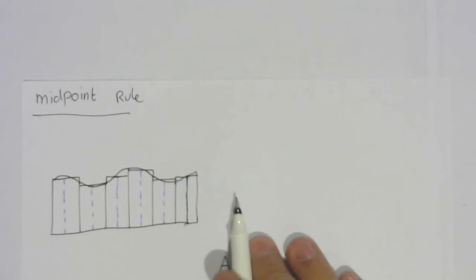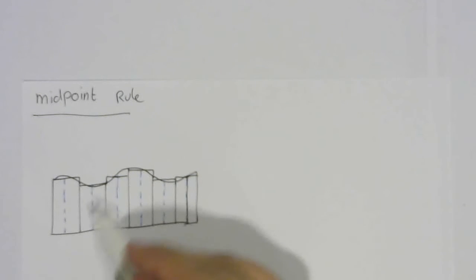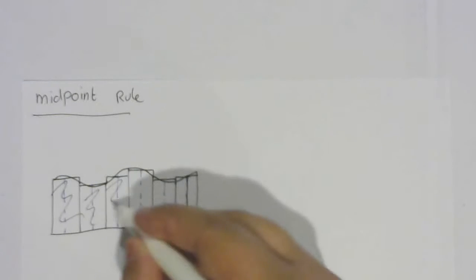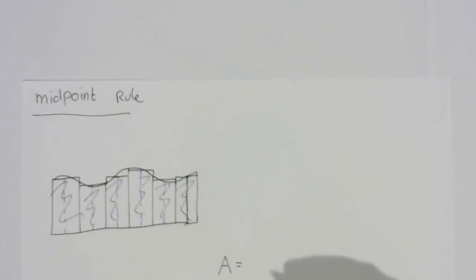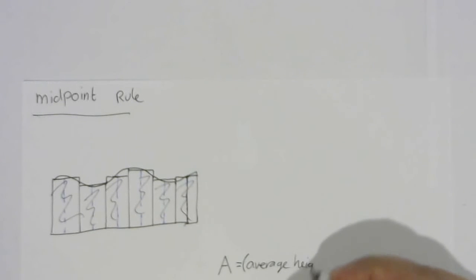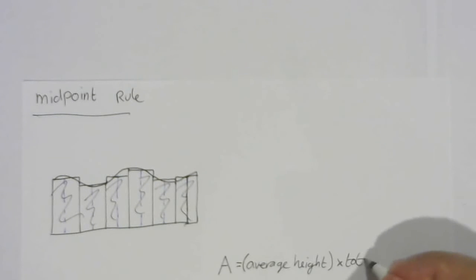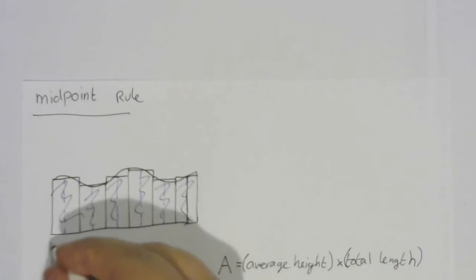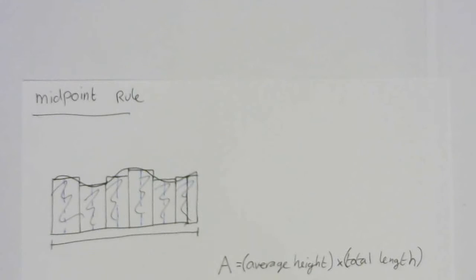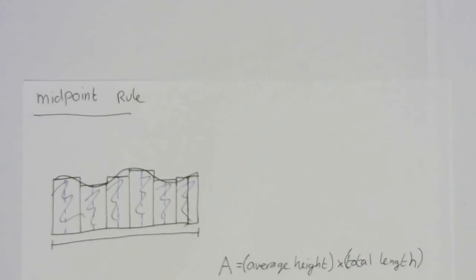When we split up our shape like this, we can add up all of these areas, and the rule ends up being that if we find the average height of each of those strips and we multiply it by the total length of the shape, which is from edge to edge, we can calculate the area of that shape, or approximate it anyway. So let's see that in practice.